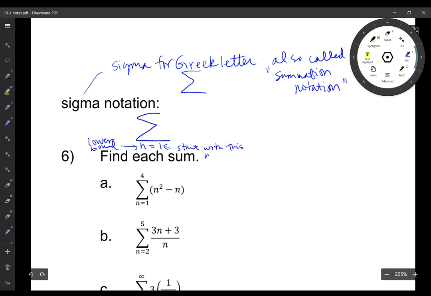This number. And then there's going to be something on top. We're just going to write K for now. And this is the number you're going to end with, and it is your upper bound. So we're kind of talking about nuts and bolts and vocabulary. So we have a lower bound that we start with, we have an upper bound that we end with, and then we have this little formula thing here. This is the formula that we substitute into.